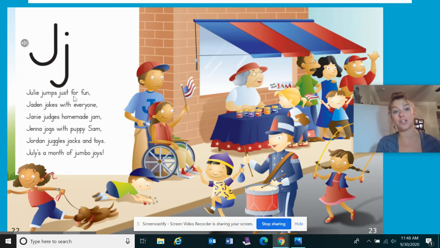Julie jumps just for fun. Jaden jokes with everyone. Jenny judges homemade jam. Jenna jogs with puppy Sam. Jordan juggles jacks and toys. July's a month of jumbo joys.